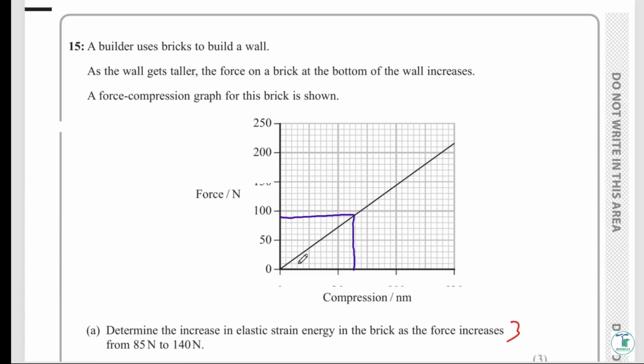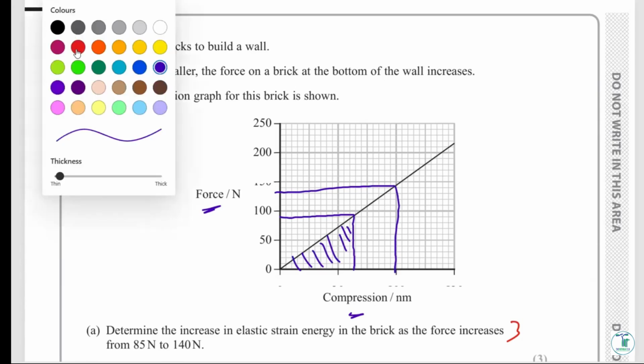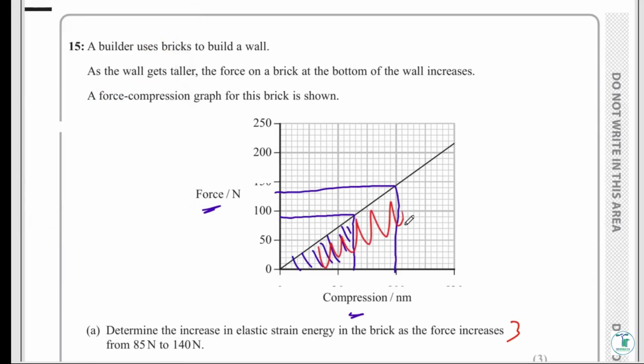So the area covered under this part of the triangle has to be under the force extension curve. And the other thing is 140, right? So you've got 140 somewhere over here. If you calculate the total area up till 140, that has to be this one. But we're just looking for this area, right? So we're going to calculate the total area for the triangle of 140 newtons, and then take away the triangle of 85 newtons.